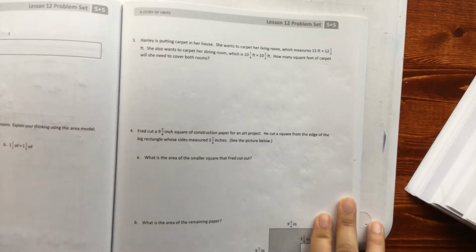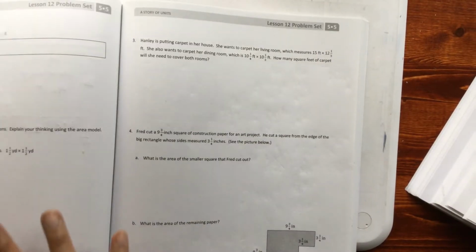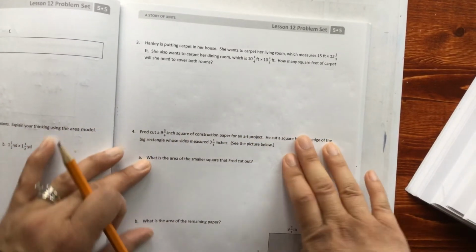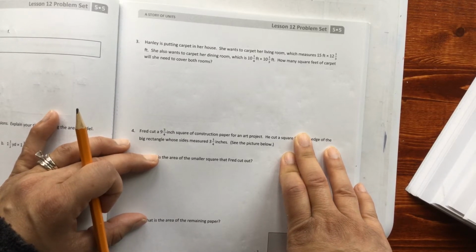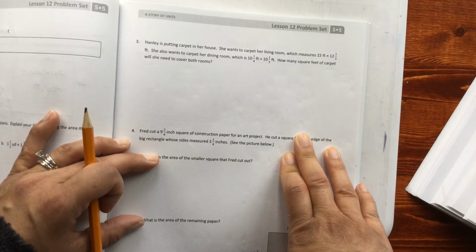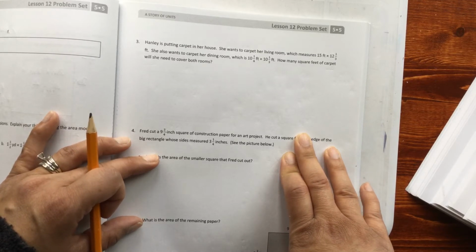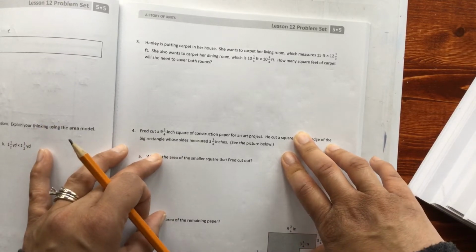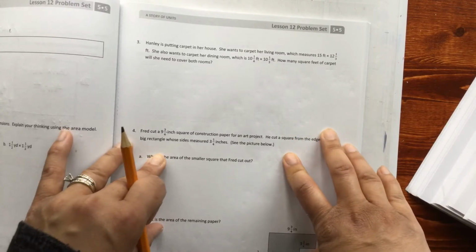Okay, everyone, so we are going to take those skills that we just used in the skill problems of the problem set, and now we're going to apply them to a word problem. Hanley is putting carpet in her house. She wants to carpet her living room, which measures 15 feet by 12 and 1/3 feet. She also wants to carpet her dining room, which is 10 and 1/4 feet by 10 and 1/3 feet. How many square feet of carpet will she need to cover both rooms?